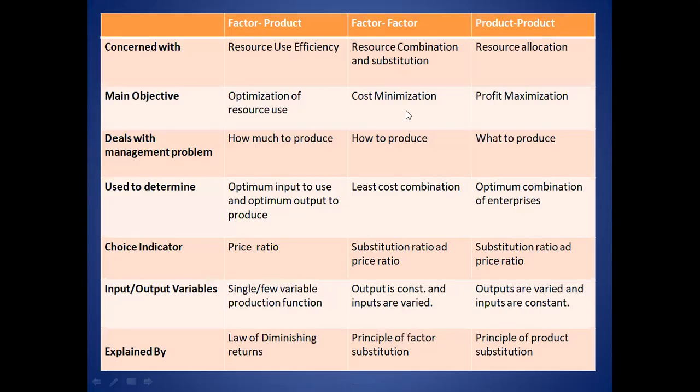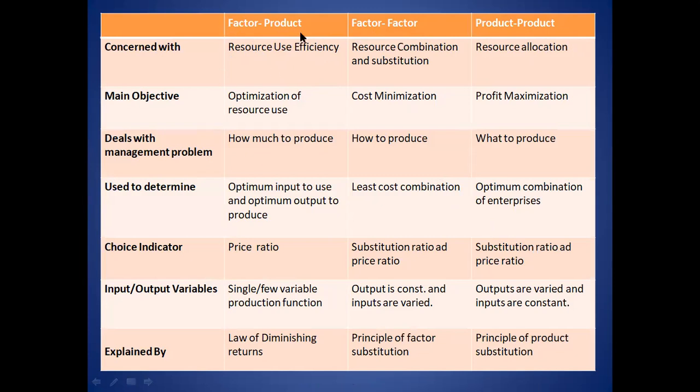Okay, so here I will provide you a very brief comparative idea about what is factor-product, what is factor-factor, and what is product-product. See, first is what is the concern? The first concern with factor-product is how we can use the resource efficiently. So here it is resource use efficiency.